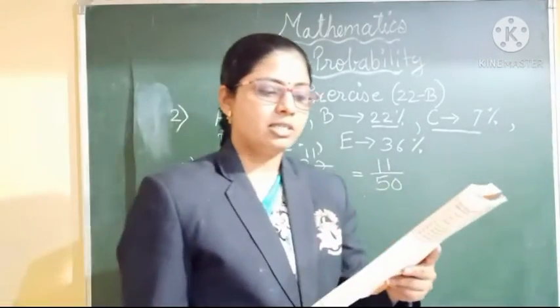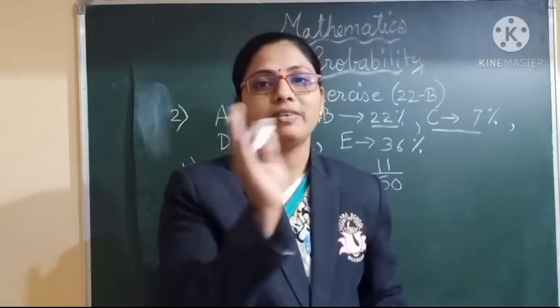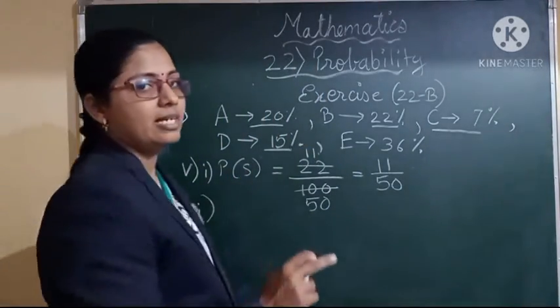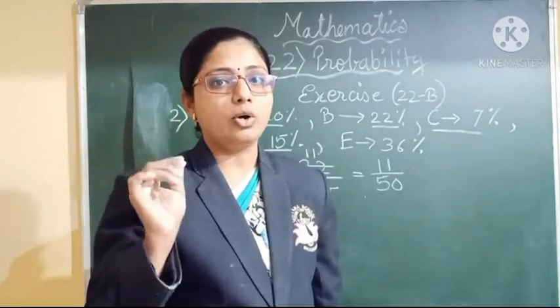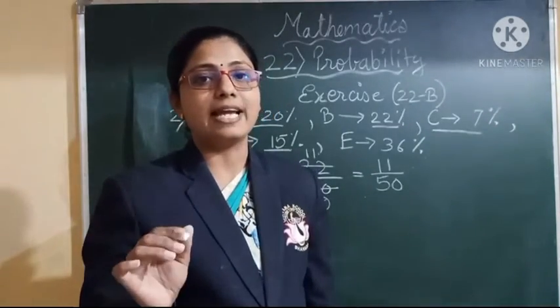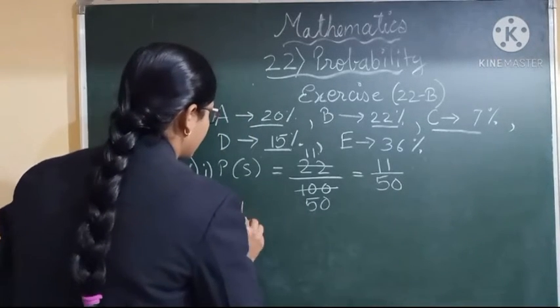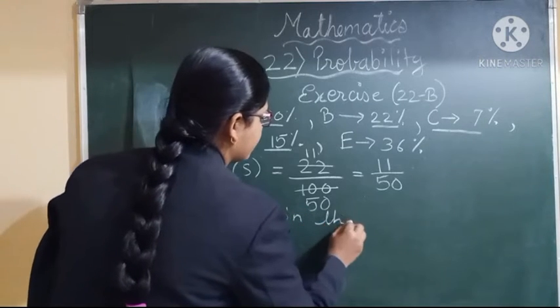State in words the complementary event of S dash. Opposite event we have to tell. So if the event is that B will win the race, then S dash will be B will not win the race.